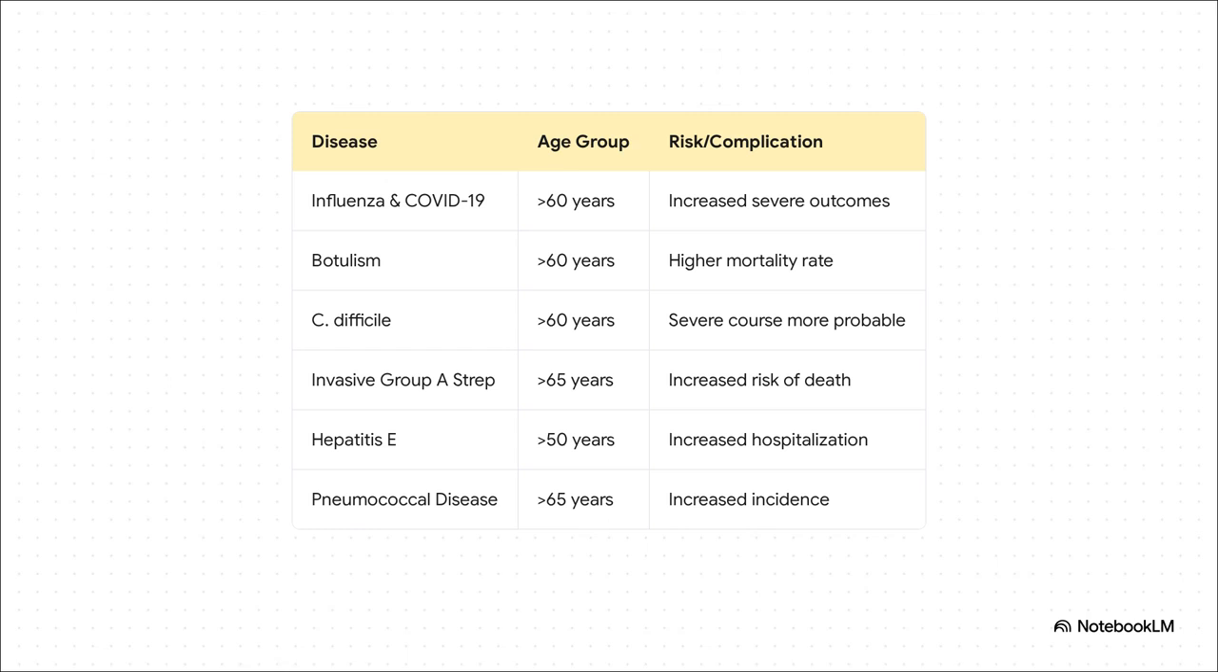And this isn't some isolated thing. The pattern is just remarkably consistent across a whole range of different pathogens. It doesn't matter if we're looking at viruses like influenza and COVID-19 or bacteria like C. difficile, the takeaway is exactly the same. Once a patient is over 60, the risk for severe disease and death climbs significantly.